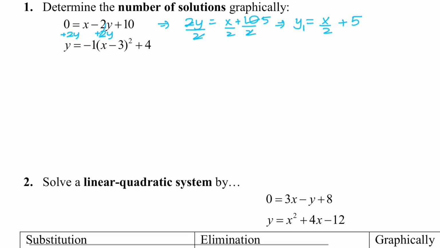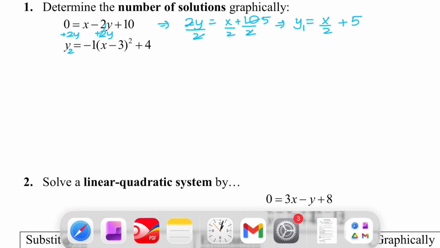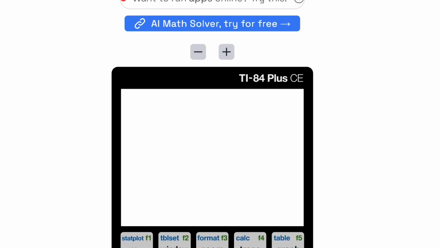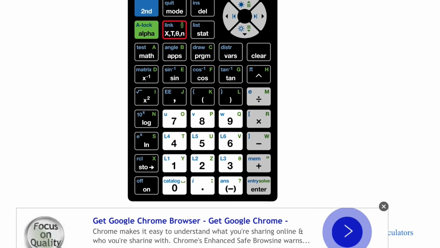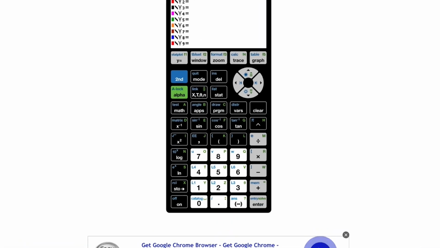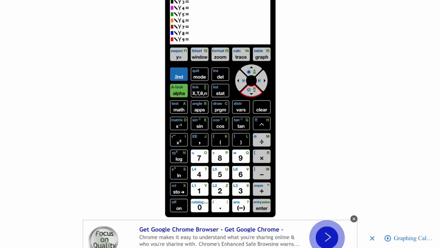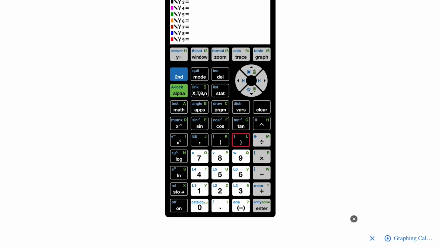So this will be my y1 and this will be my y2. Let's plug it in the calculator. It was x over 2 plus 5, and then it was -1 times x minus 3 squared plus 4. We graph it.